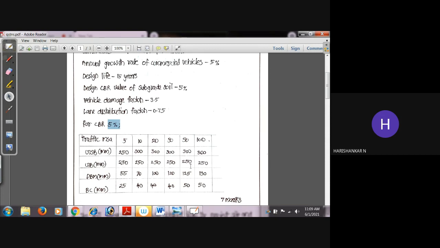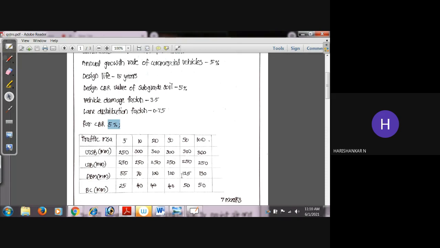Okay, so GSP with a 30 centimeter thickness, and GB with a 25 centimeter thickness, and a dense bituminous macadam 12.5 centimeter, and a bituminous concrete of 50 millimeter. Okay, so this much thickness can be taken. Okay, and if you're getting a value in between these two, for example, if you're getting some 35, or 40, then what should you do? You should interpolate. Here you will get the 300, same value. Here also you will get the same value, 250.